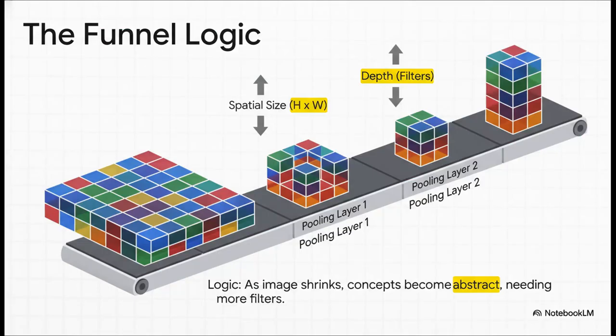So this is the absolute core logic of the funnel. As the spatial size of the image, its height and width, gets smaller from all that pooling, we actually increase the number of feature detectors or filters. Now, why would we do that? Well, think about it. The concept of a vertical line is really simple. But the concept of a cat? That's incredibly complex and abstract. You need way more specialist filters working together to identify them.